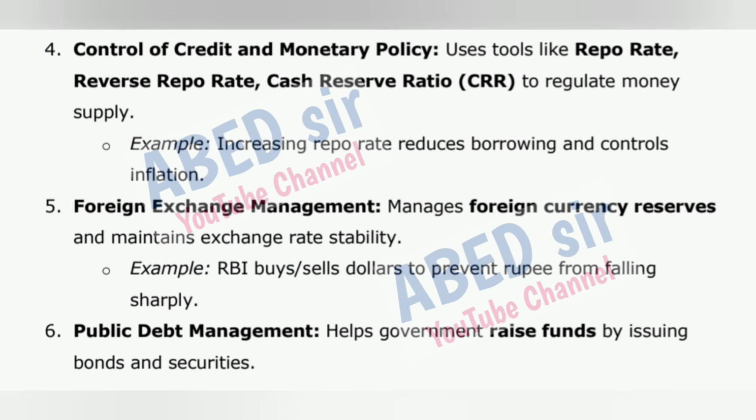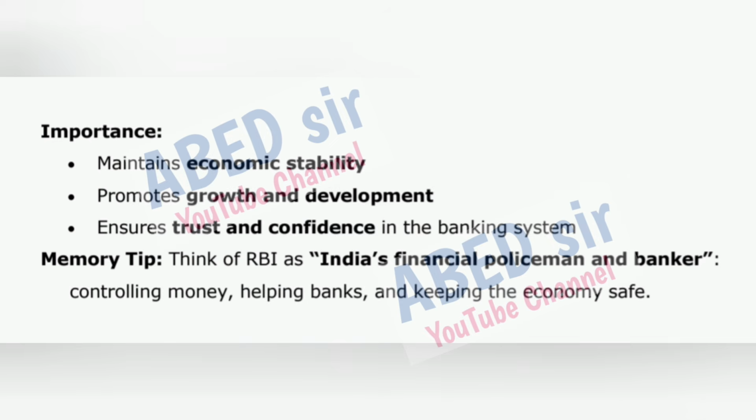5. Foreign exchange management, manages foreign currency reserves and maintains exchange rate stability. For example, RBI buys or sells dollars to prevent the rupee from falling sharply. 6. Public debt management, helps government raise funds by issuing bonds and securities.